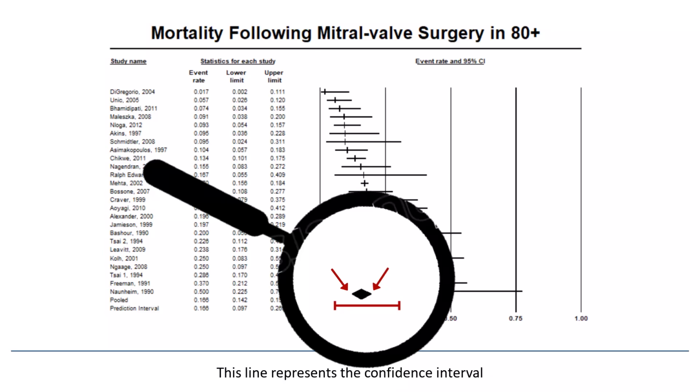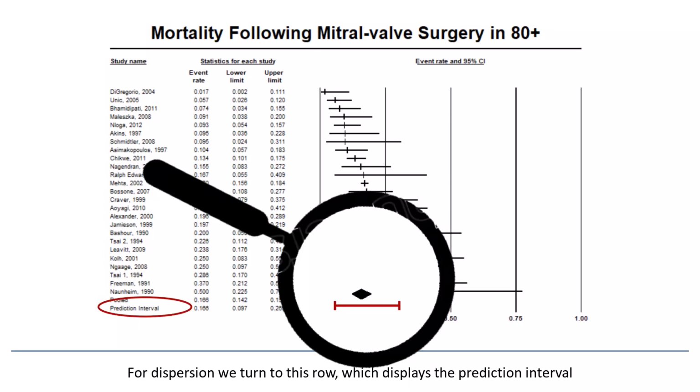This line represents the confidence interval. It tells us how precisely we have estimated the mean. It says nothing about the dispersion effects. For dispersion, we turn to this row, which displays the prediction interval. In any single population, the true risk will usually fall between here and here.